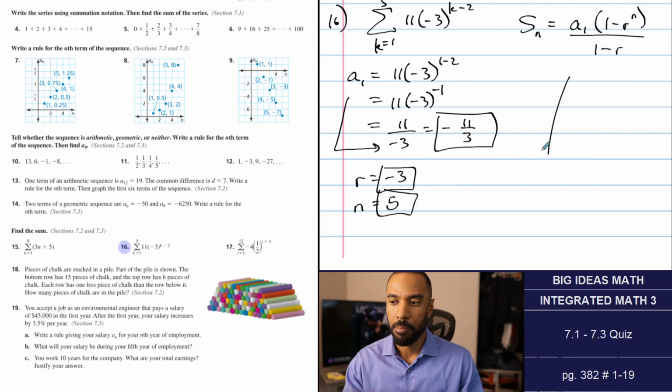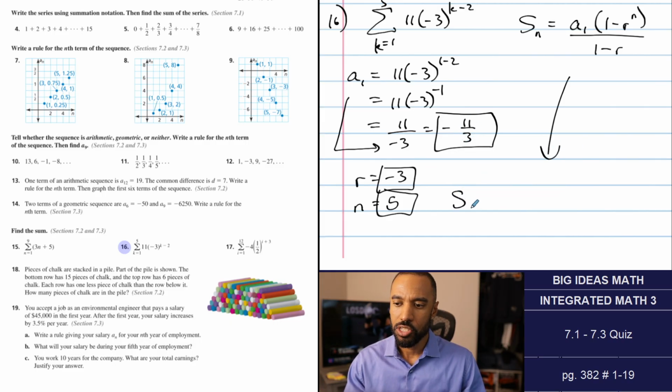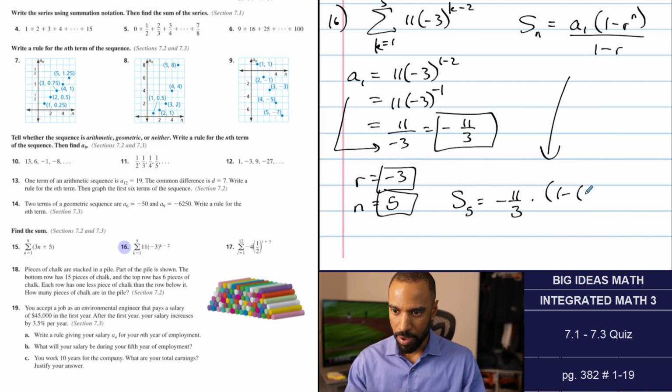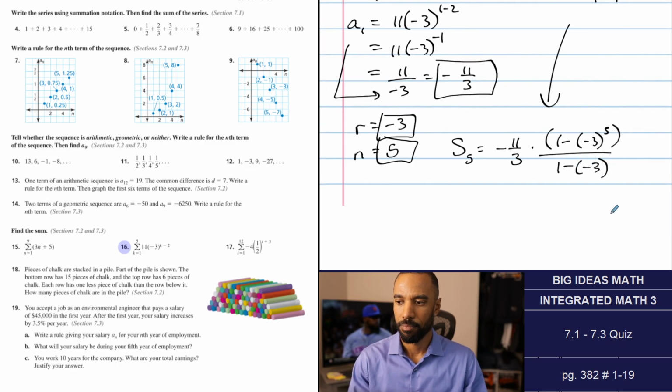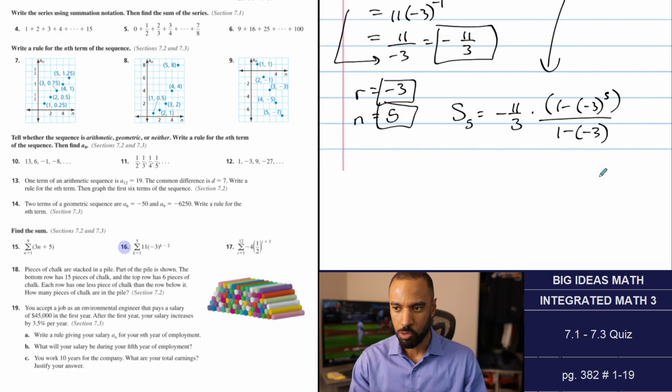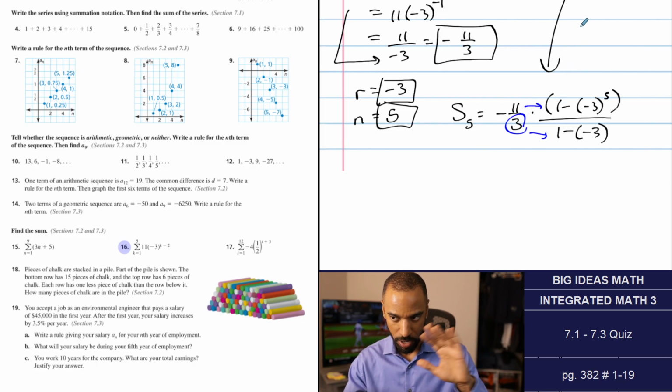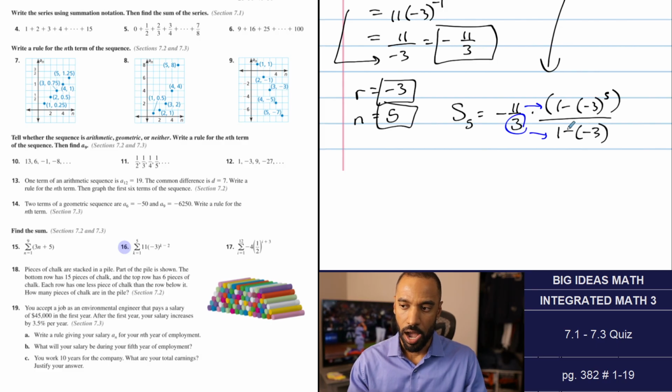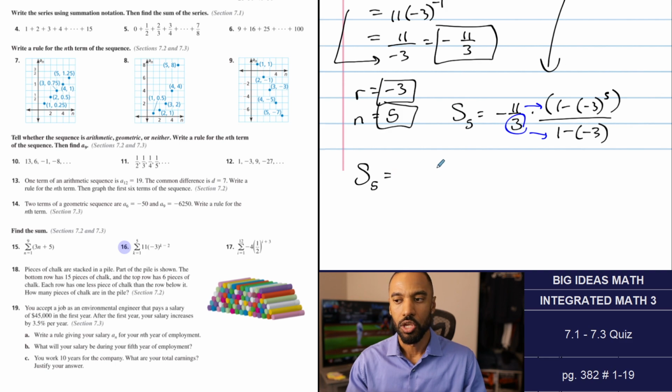We should. But that first term, s sub 5, is negative 11 thirds times 1 minus r to the n power over 1 minus r. There's a lot going on here that I got to unpack. For one, you could totally treat this 3 as multiplying with the denominator, as negative 11 can multiply with the top. Number 2, I can do 1 minus negative 3. I want to clean up what I do here instead of going straight to the calculator. That's a personal thing. You can go to the calculator, but you got to be very careful about your order of operations and what goes in parentheses.